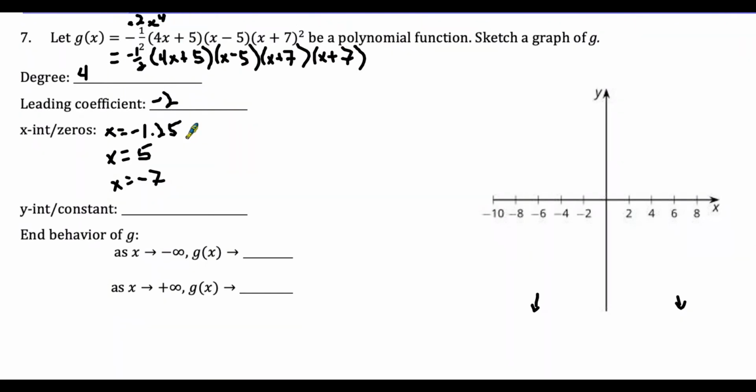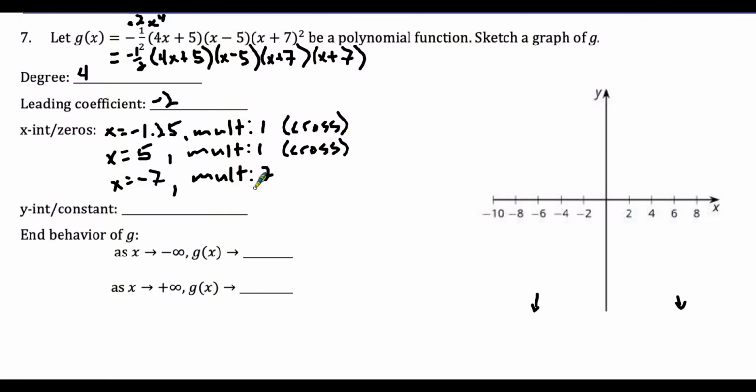Now, I do also have to consider the multiplicities of those zeros, how many times that shows up. So 4x plus 5 was just to the first power. So that means my multiplicity is just 1. That factor only shows up one time. My x minus 5 only shows up one time, but my x plus 7 shows up twice. Now what that means, remember, if I have an odd multiplicity, so 1 is an odd number, that means my graph is going to cross the x-axis at those values. But if I have an even multiplicity, my graph will bounce off the x-axis at that value.